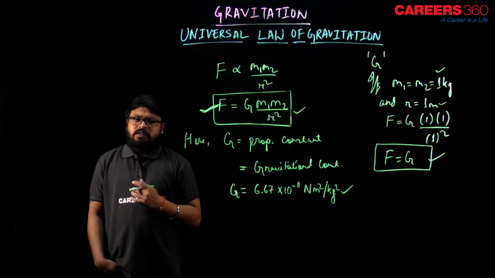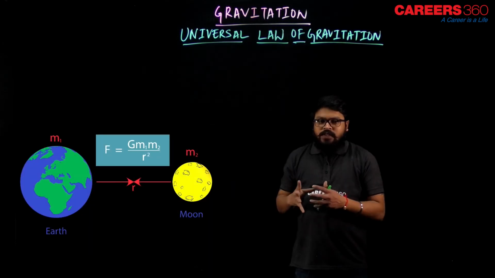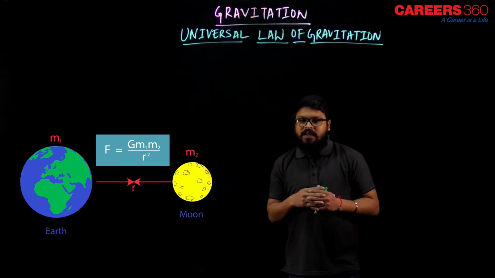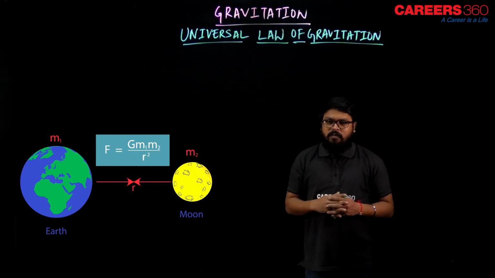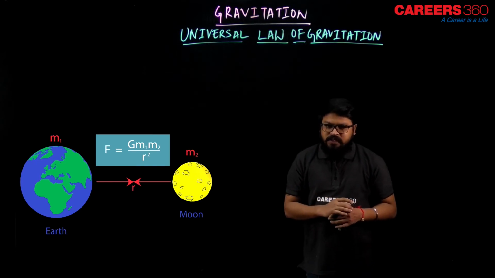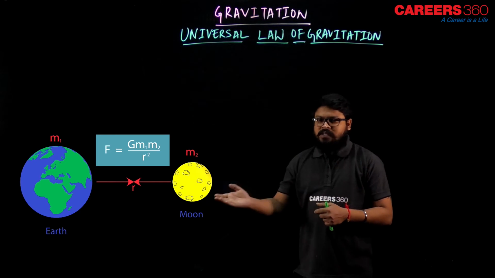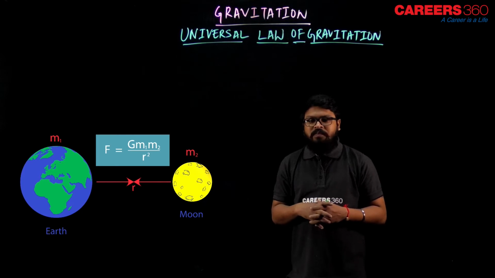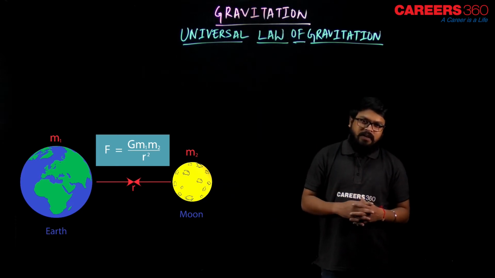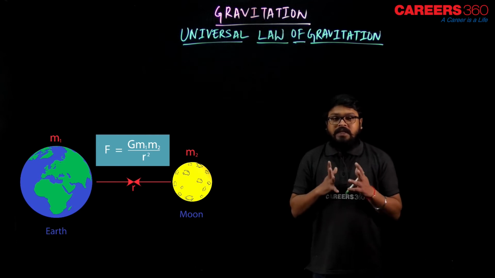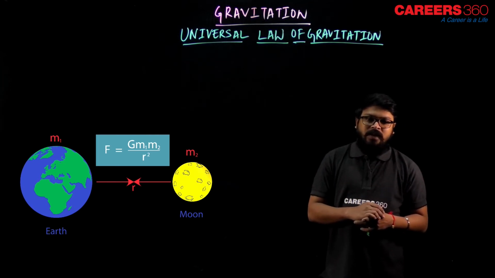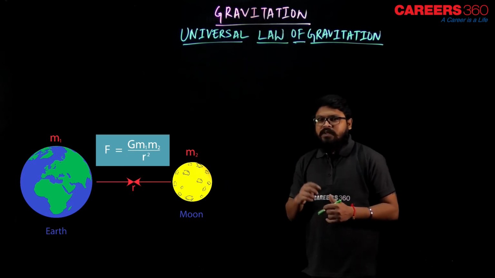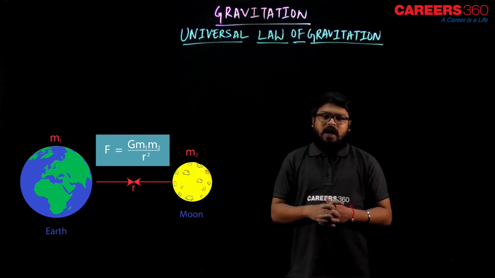So let us see one example. As you can see in the picture, there are two objects, our earth and our moon, and the masses are m1 and m2. The distance of separation between the two is considered to be r. So what is the force of attraction between the earth and the moon that keeps the moon on a particular orbit revolving around the earth? That is the force F equals G m1 m2 upon r square, right.